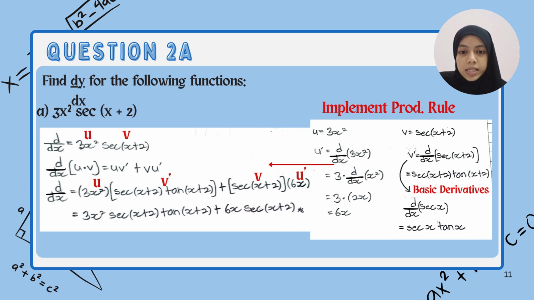As we get these 4 pieces of information, we can apply them into the product rule formula, which is u v prime plus v u prime. So we get 3x squared times sec(x plus 2) times tan(x plus 2) plus sec(x plus 2) times 6x. So the final answer we get is 3x squared sec(x plus 2) tan(x plus 2) plus 6x sec(x plus 2).